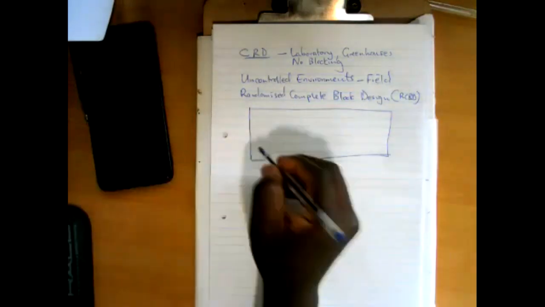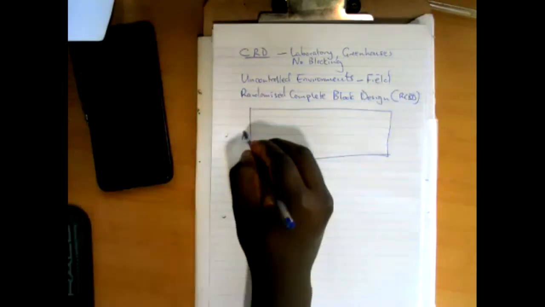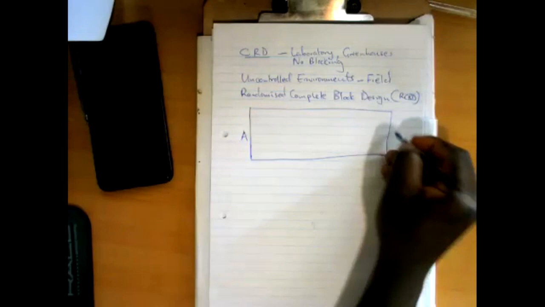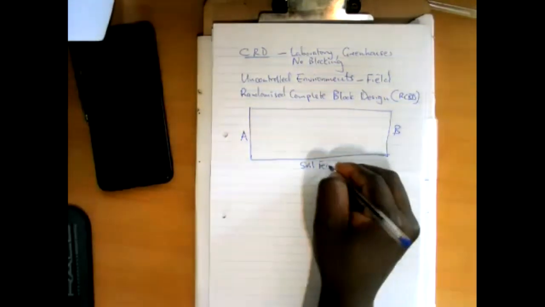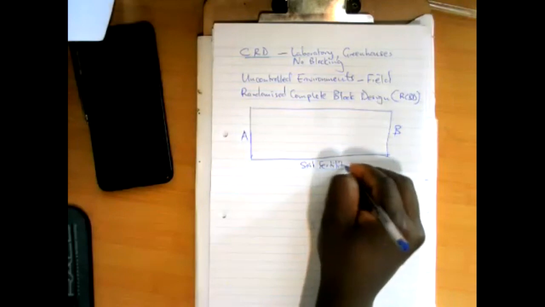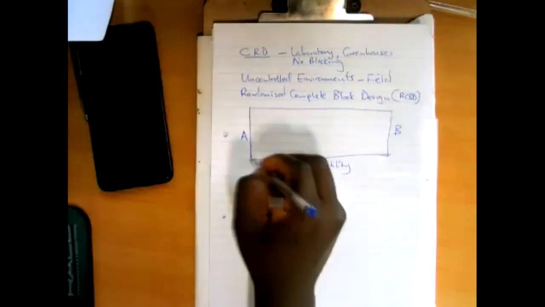That's an agriculture field. Now, you will realize that when you move, let me call this point A and point B, in terms of soil fertility, we don't expect uniformity in terms of soil fertility across a big piece of land, agricultural land.